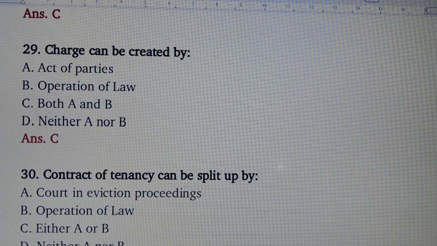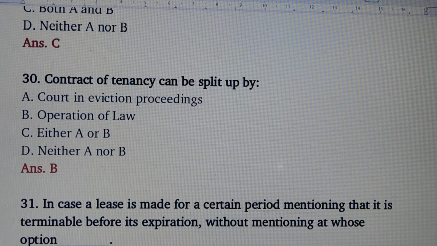Question number 29. Charge can be created by, answer is option number C, both A and B, means option A, act of parties, option B, operation of law. Question number 30. Contract of tenancy can be split up by, answer is option number B, operation of law.